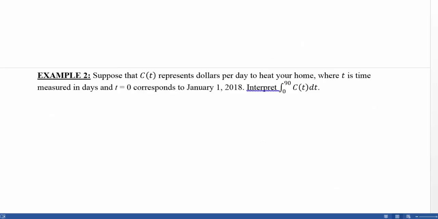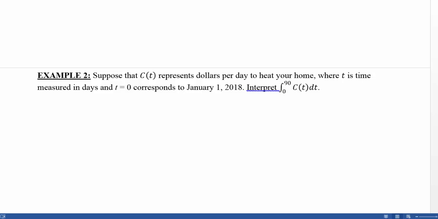Example 2. Suppose that C of t represents dollars per day to heat your home, where t is in time measured in days, and t equals 0 corresponds to January 1st, 2018. We want to interpret what the integral from 0 to 90 of C of t dt represents.